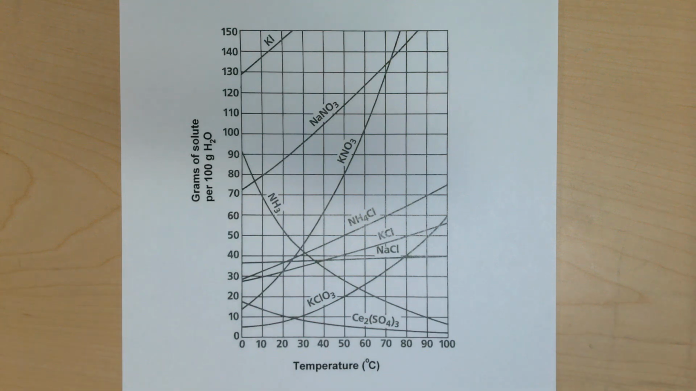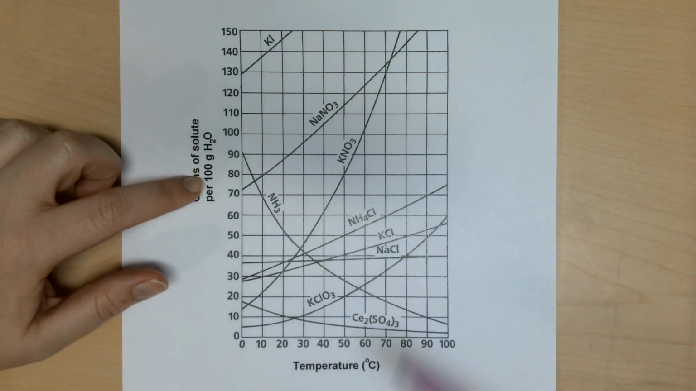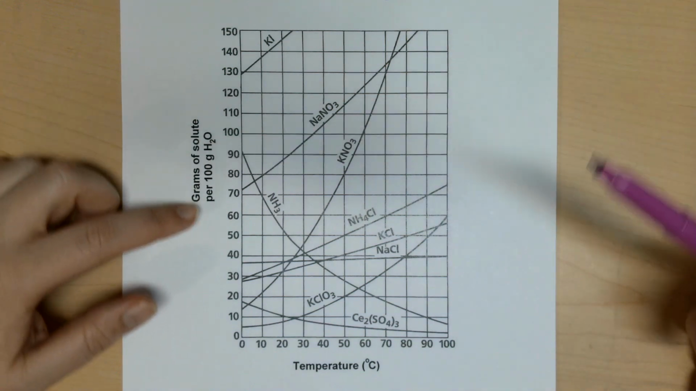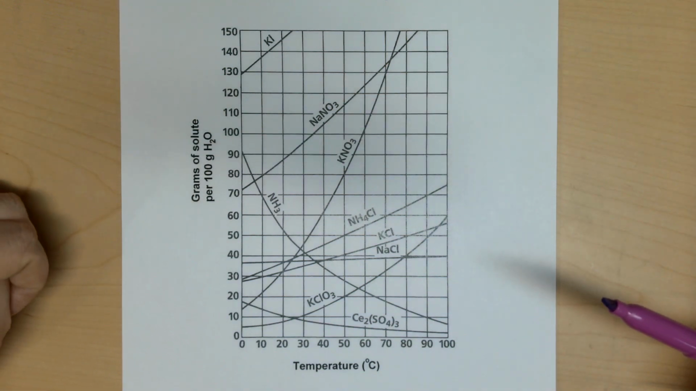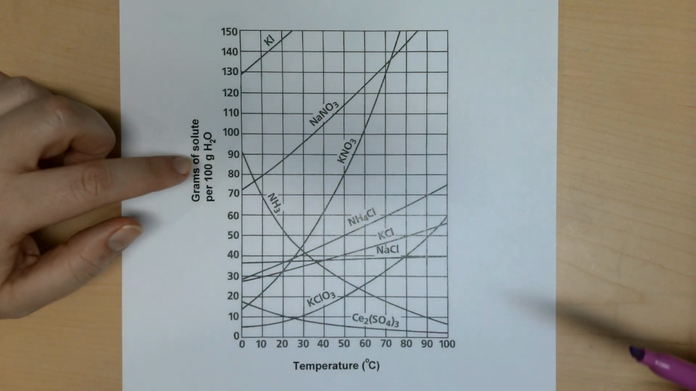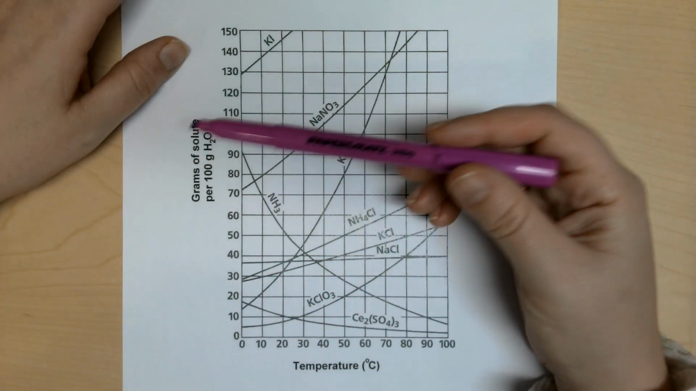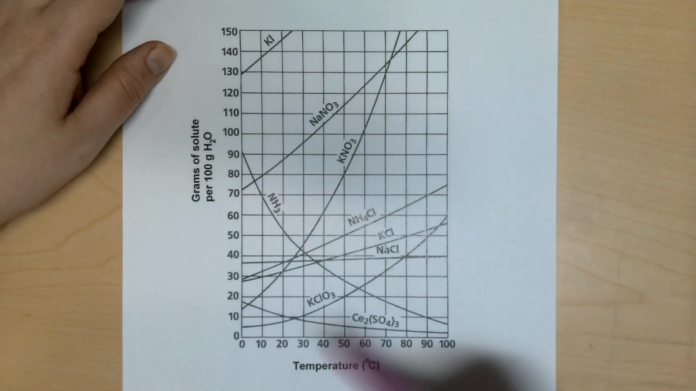Hi, so today we're going to read solubility curves. Now what we're doing is comparing temperature to how many grams of solute per 100 grams of H2O. So if we have 100 grams of H2O, which is 100 milliliters, that's about 3.5 ounces roughly. So how many grams of solute, or the crystals, can dissolve in that?